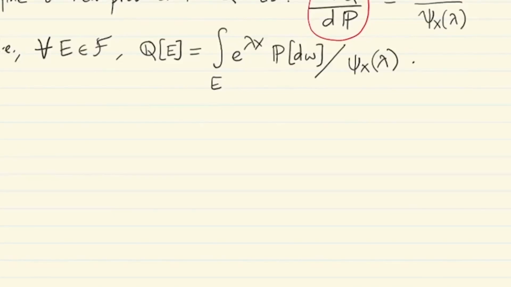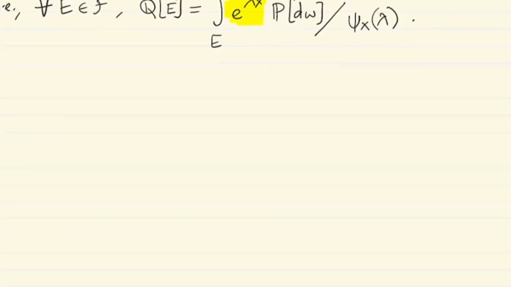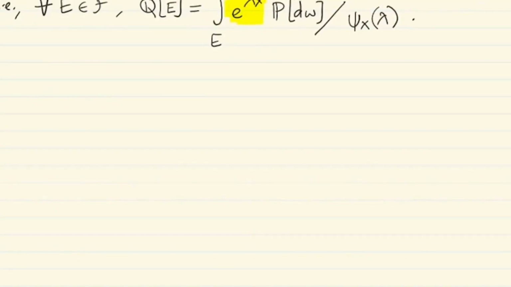Okay, it's also called an exponentially tilted measure, because what you're doing is basically multiplying the original P by e raised to lambda x. So you're weighting up the probabilities of values of x that are very high if lambda is positive, and down weighting the corresponding probabilities when the values x of omega are low.